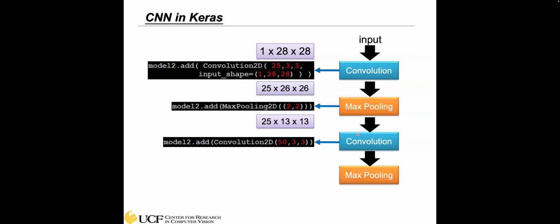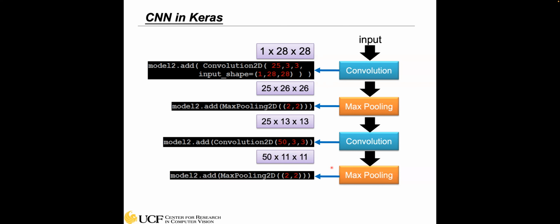We can apply another convolutional layer. In this case, we fix the kernel size at 3 by 3, but in this layer we decide to double the number of kernels or filters. We're using 50 instead of the 25 in the first layer. So the feature map size is 50 by 11 by 11. 11 by 11 is the spatial size, and 50 is the channel dimension. Then you can do another pooling layer, reducing the size by half.